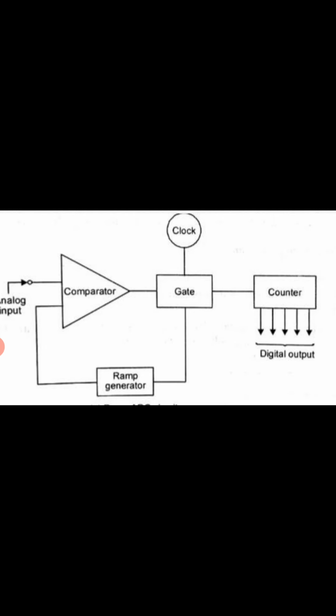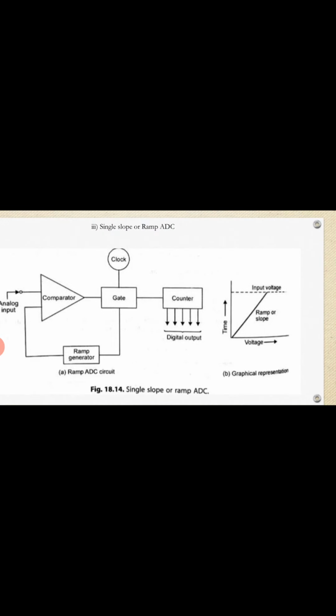How many pulses are counted? Until the two voltages, the ramp voltage and the analog input, are equal. Then the gate closes and the word indicated by the counter is the digital representation. So the counter value is the digital output, the digital representation of the sampled analog voltage.